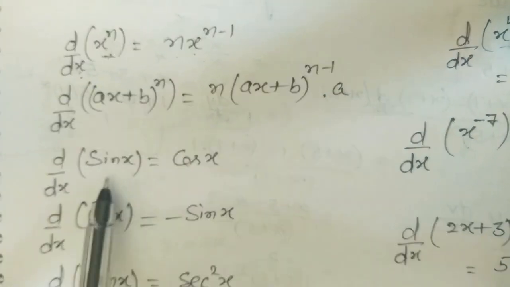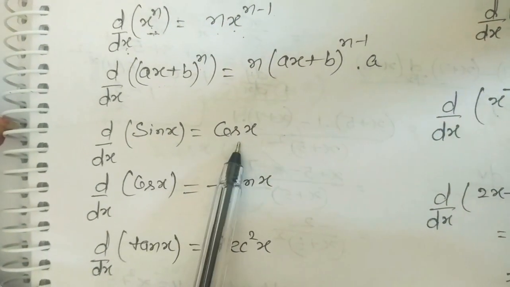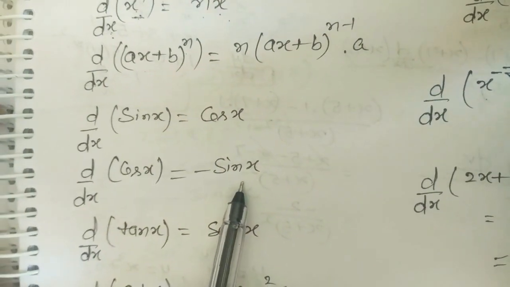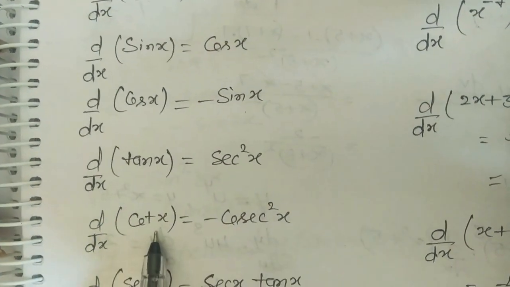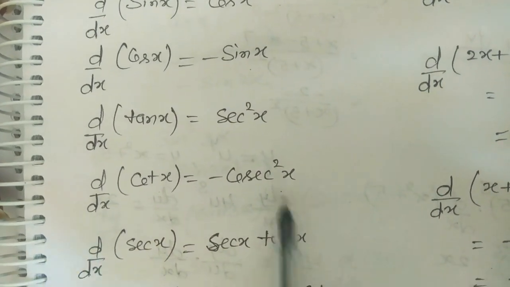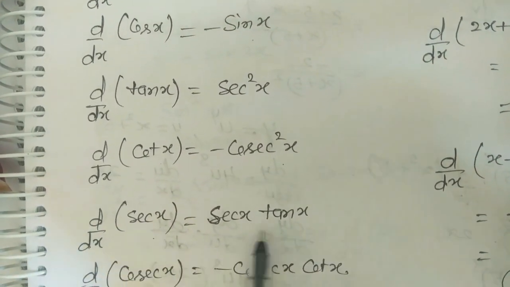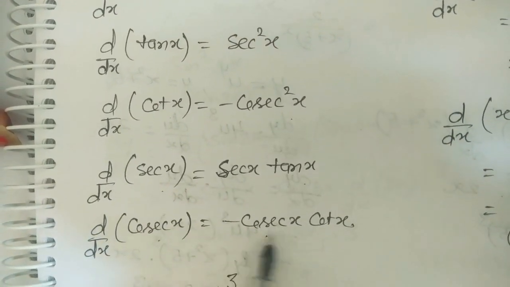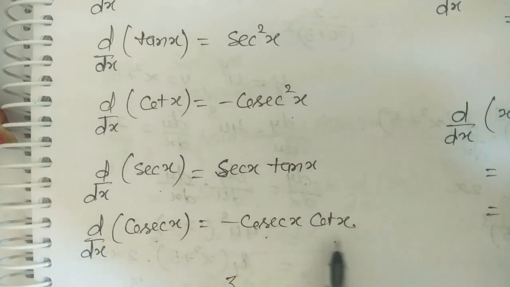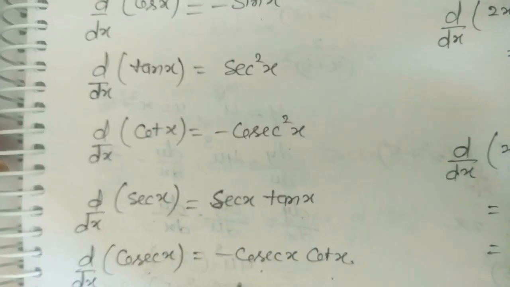Okay, now derivative of sin x is cos x. Cos x derivative is minus sin x. Tangent x derivative is secant square x. Cot x derivative is minus cosecant square x. Secant x derivative is secant x tangent x, and cosecant x derivative is minus cosecant x cot x. We read about these formulae in 11th class.